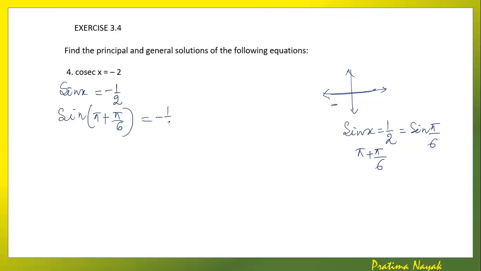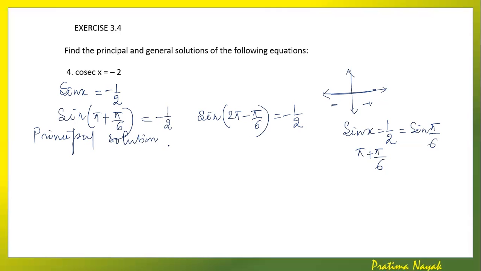What will be the next value? Next value is 2 pi minus pi by 6. Sin of 2 pi minus pi by 6, because again in the fourth quadrant it is negative. 2 pi minus pi by 6 is also minus half. So for the principal solutions, you are writing: one is x is equal to 7 pi by 6, and this is your 11 pi by 6.